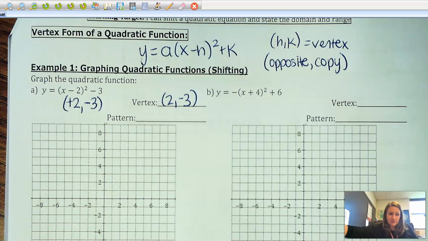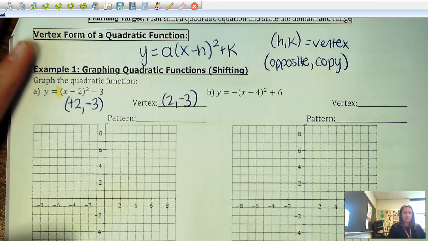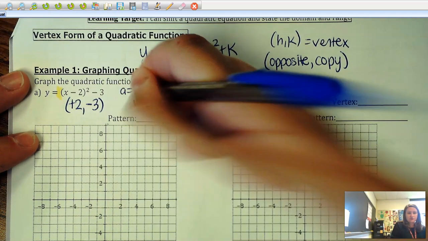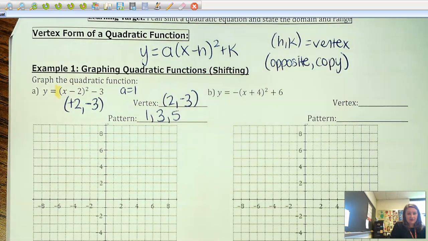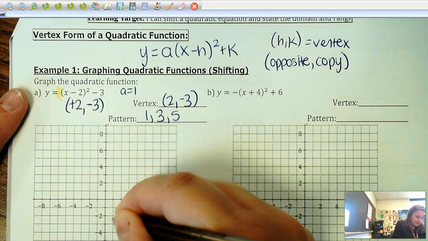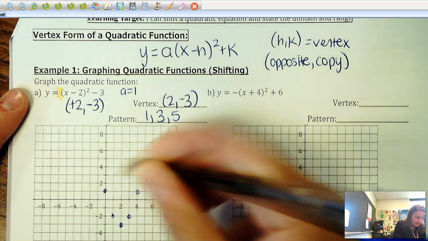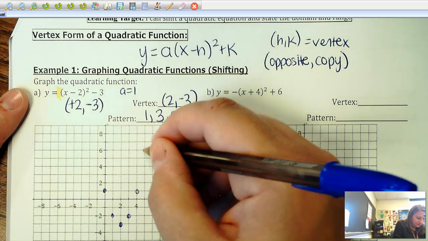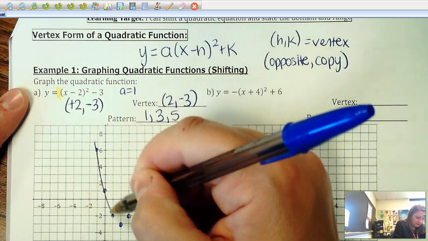Now, out in front of the parentheses here is your a value. Since I don't have something written out in front there, but it exists, it's just going to be that my a value is 1. So my pattern is just the 1, 3, 5. So I'm going to find my vertex, which is (2, -3). And just from that point, over 1, up 1, over 1, up 3, and then over 1, up 5 will fit on the graph here. And I'm just going to do my best to U-shape that.